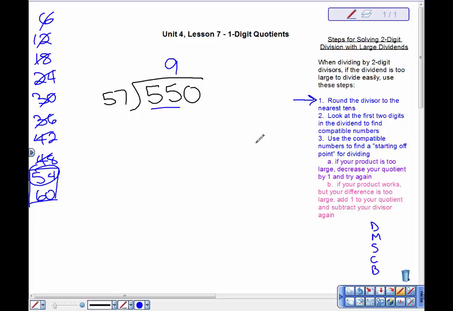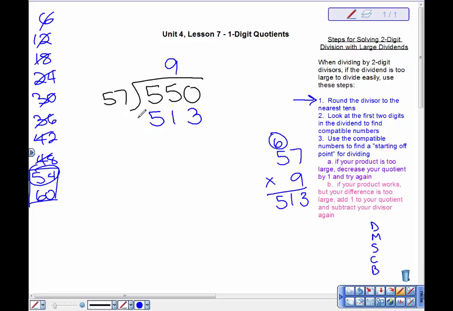So now what I need to do is I need to multiply 57 times 9. That's the next step in dividing. I'm going to multiply this out. 9 times 7 is 63. Put down the 3, carry the 6. 9 times 5 is 45, plus 6 is 51. So 57 times 9 is 513. Well, 513 is not bigger than 550, so I can definitely use it.